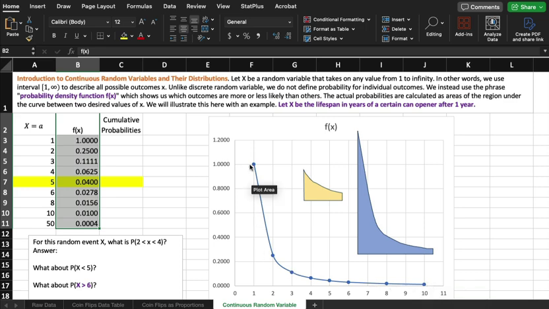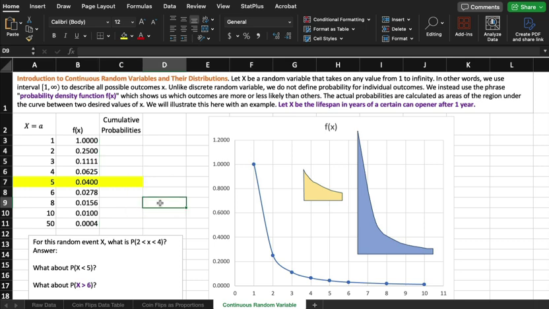So the purpose of little f of x is to visualize which values of x have greater likelihood and which ones have less likelihood. Then when we actually calculate the probabilities, we're going to be using these cumulative probabilities to calculate those.